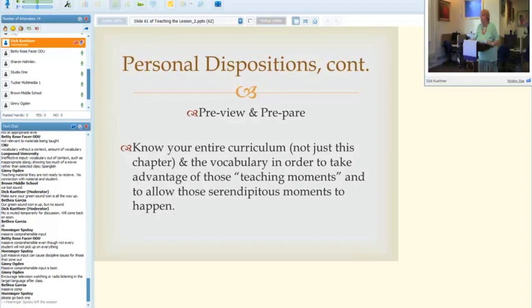So we need to preview and prepare. We need to know our entire curriculum. If you're teaching 2 or 3 levels in the same curriculum, you need to know that curriculum inside and out. You need to know where background and previous knowledge can be accessed in this class because they already had it in the previous area, even if I don't teach that class right now. Or you need to know where my lower level information is going eventually in that curriculum and keep steering the students in that direction. And then when you know your curriculum, these things will just fall into place naturally.